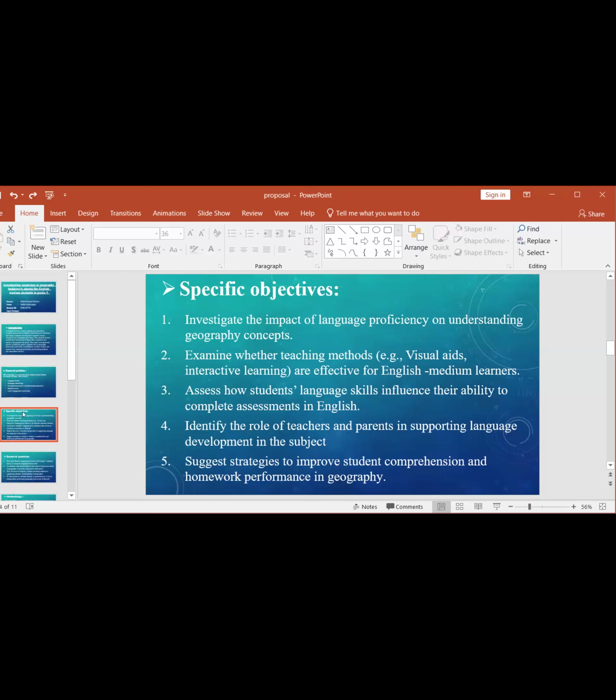To use effective visual aids and interactive learning strategies to reduce their language barriers.